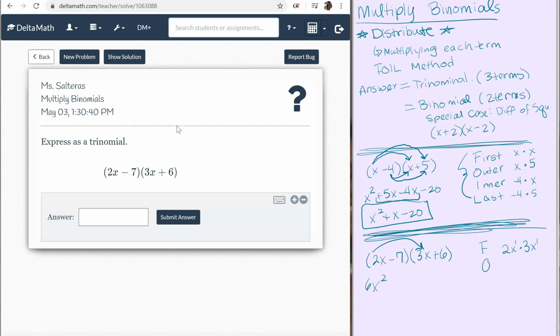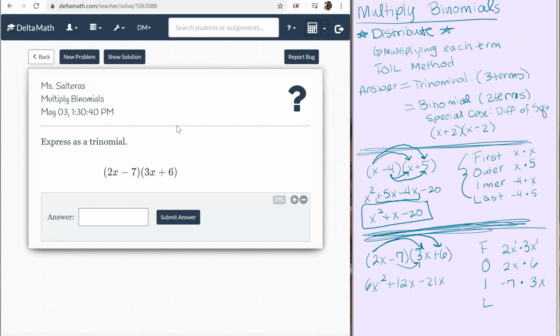All right, now outer. So that 2x, we're going to multiply it with the outer number of the second binomial, which is 6. 2 times 6 is a positive 12. And then the x just comes along for the ride. All right, so that's the outer. Okay, next is the inner. So we have negative 7, and we're going to multiply that by 3x. So that gives us a negative 21, and the x just comes along for the ride. That's those two terms right there.